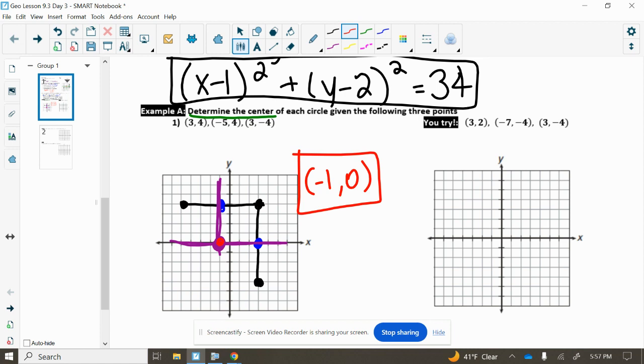The next one is an example for you to try. You are going to graph these 3 points, and then you are going to determine where is the center of the circle.